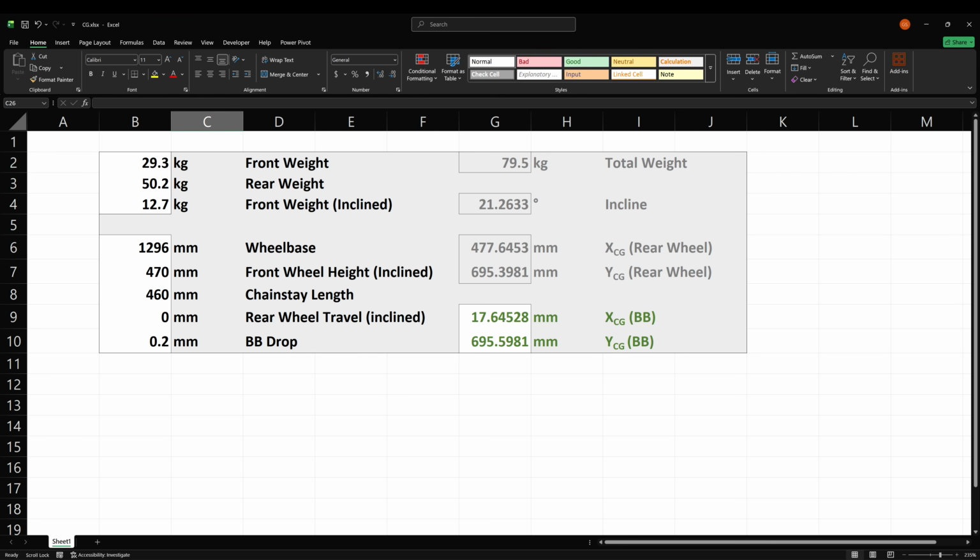Because I was slightly leaning against the wall when taking measurements, a few kilograms of the total weight are missing. But the CG height should still be about right, at 696 mm. But I want to show you an even easier way to estimate what ballpark your CG height will be in.